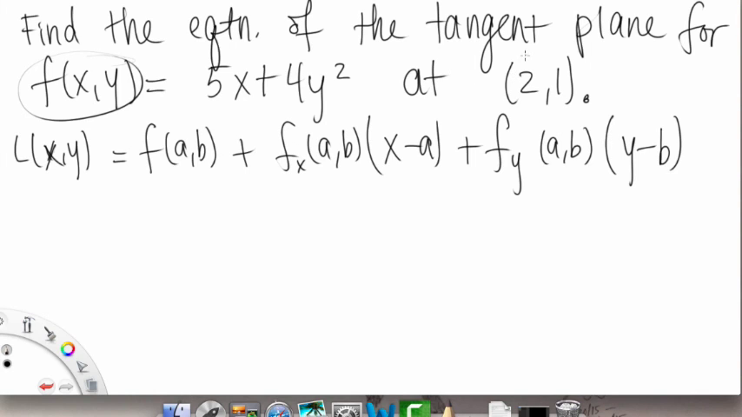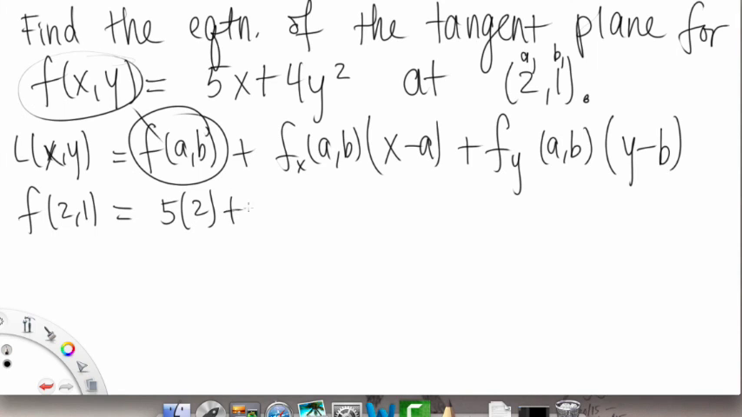What are those? So we're given that the point is (2, 1), so a would be 2, and b equals 1, okay? And then we're going to have to plug (2, 1) into our function to find this f(a, b). So f(2, 1) is going to be equal to 5 times 2 plus 4 times 1 squared. Right, so that's going to be equal to 10 plus 4, which is 14.